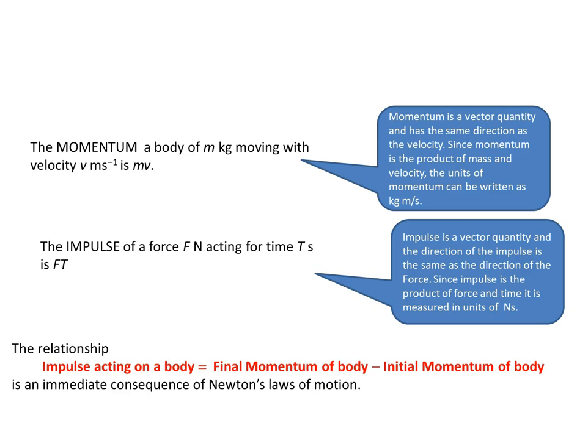One of the consequences of Newton's laws of motion is that the impulse acting on a body gives us the change in momentum of that body, and the change of momentum is the final momentum minus the initial momentum.